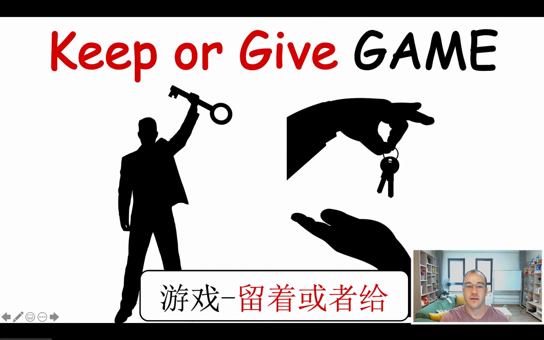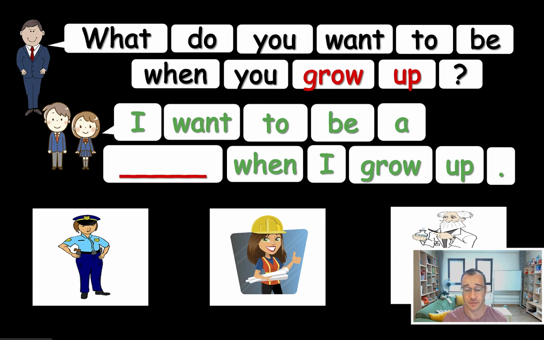Okay, the next game is the keep or give game. Now, in the keep or give game, the students are going to decide if they want to keep whatever the points are or give whatever the points are, but they don't know what the points are. They don't know if they're positive points or negative points. Okay, so when I play the keep or give game, there's 2 parts.